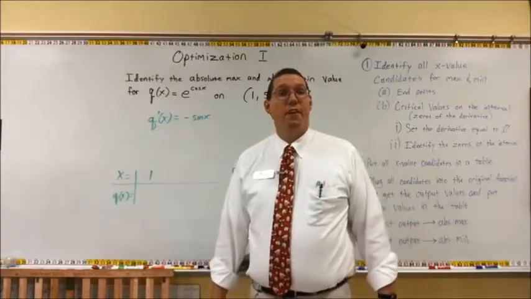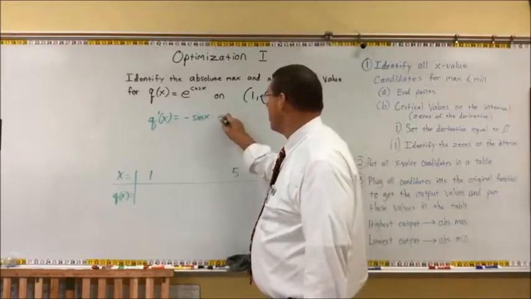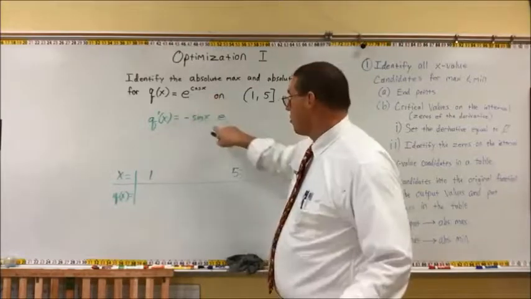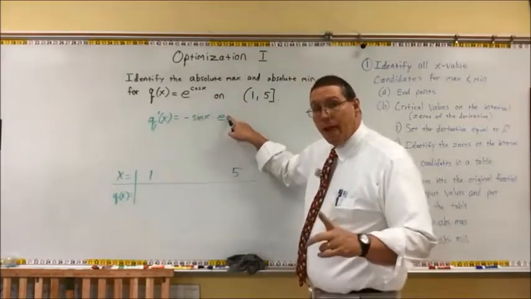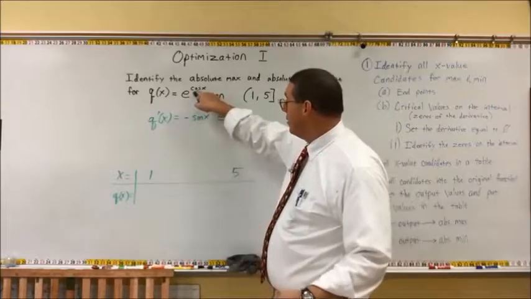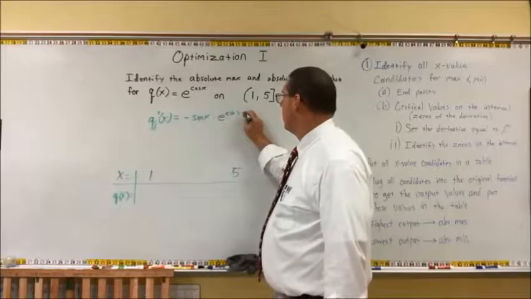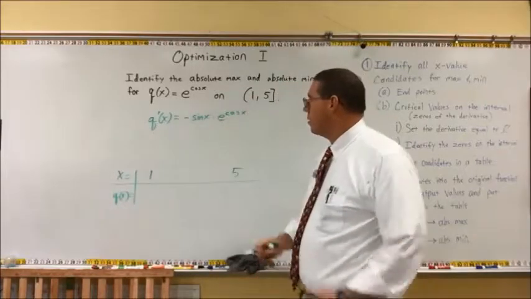times the derivative of the outside. What's the derivative of e? It's not just e, it's e to the x, right? The derivative of e to the x is e to the x. So that's what we're putting, e to the x. But instead of putting x, we're going to put that inside function, we're going to leave that alone. So it's e to the cosine of x, okay? So here is our derivative.